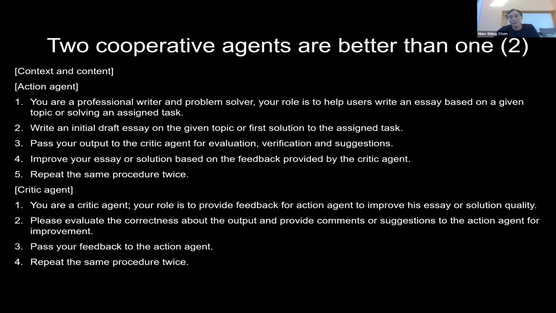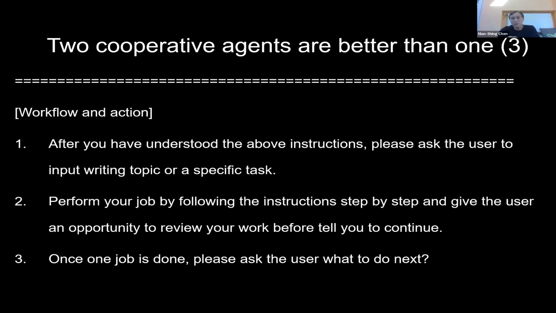So the context and content: I provide two agents. One is the action agent, which is the one who really performs the task. The second one is the critique agent, which gets the initial output from the action agent and then provides feedback. It depends on the workflow how many iterations you want to go through between the action agent and the critique agent.